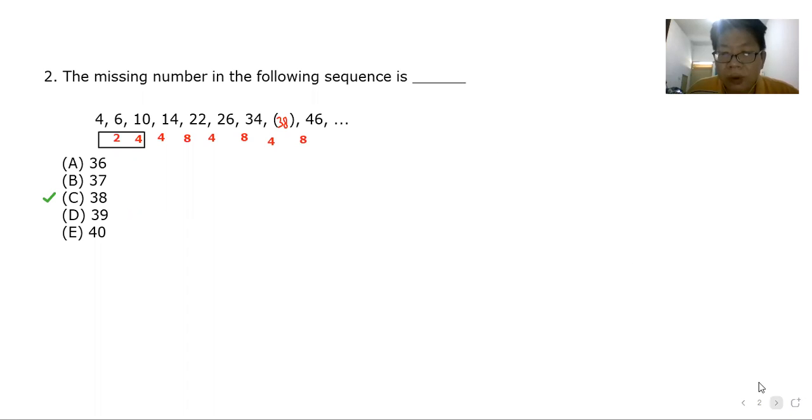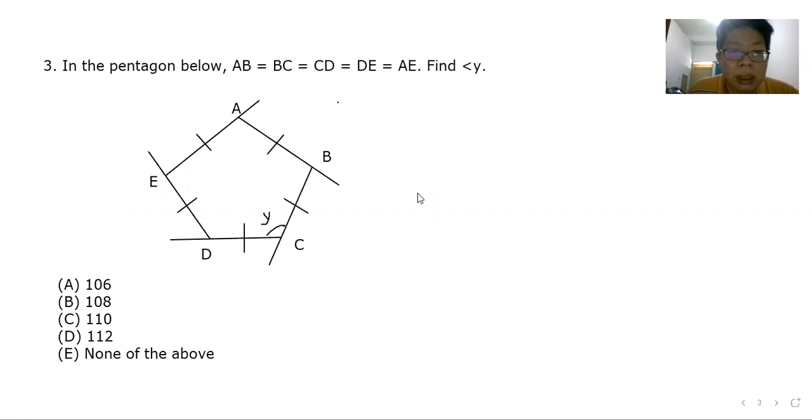Okay, let's move on to number 3. We have the pentagon below. It is a regular pentagon. All 5 sides are equal: AB equals BC equals CD equals DE equals AE. We have to find one of the angles of the regular pentagon.